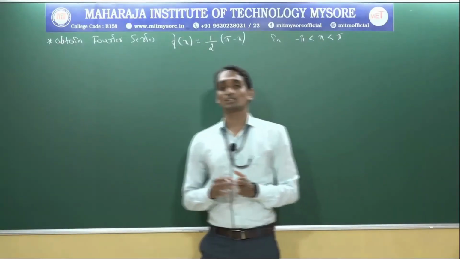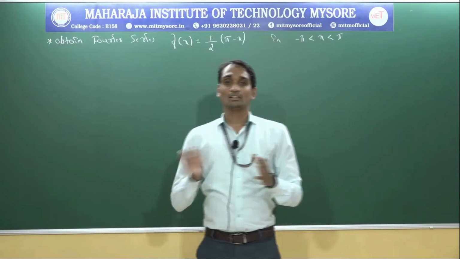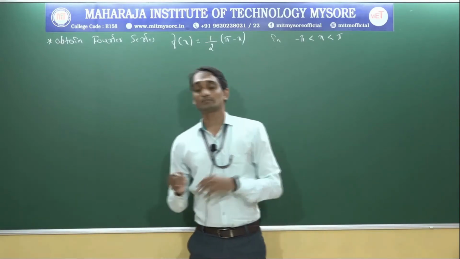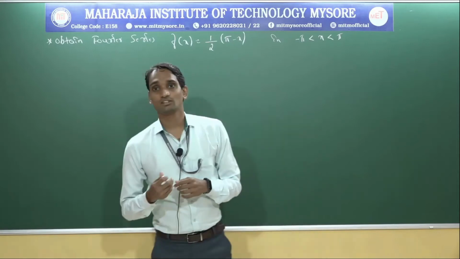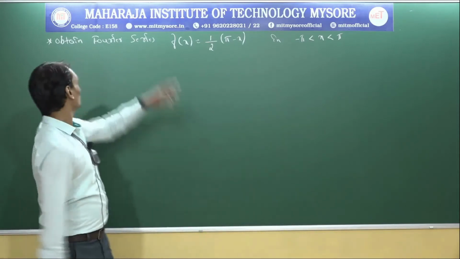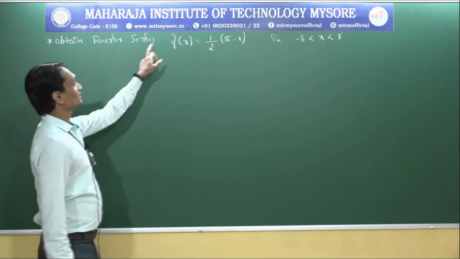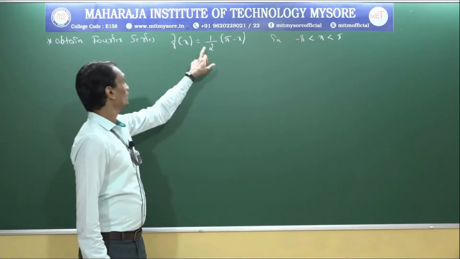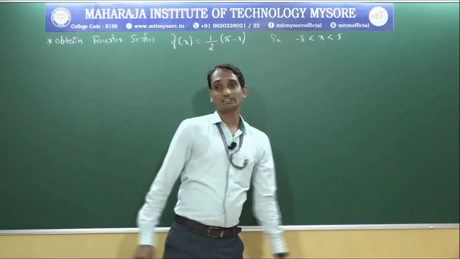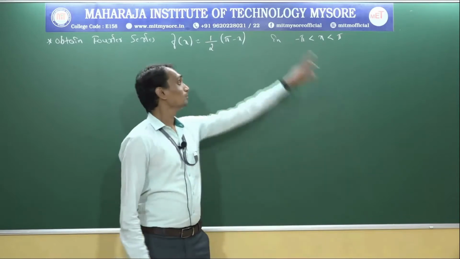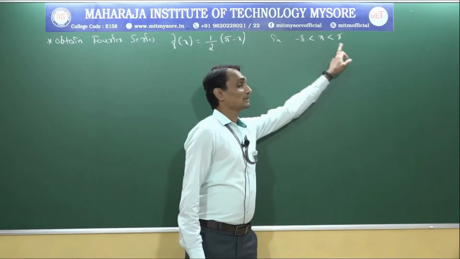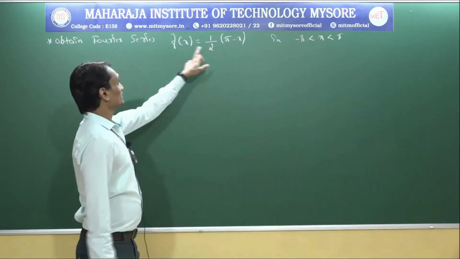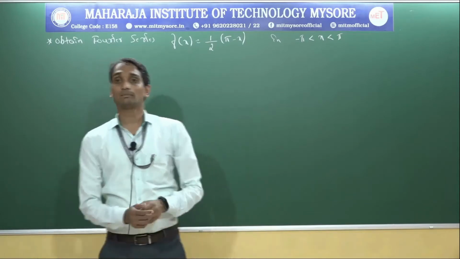Up to this one we studied the even and odd function method. Now we are going for the next concept, that is the neither even nor odd function method. The given question is, obtain the Fourier series for the function f of x equal to 1 by 2 into (pi minus x) in the interval minus pi to plus pi. x lies between minus pi to plus pi. f of x is nothing but 1 by 2 into (pi minus x).